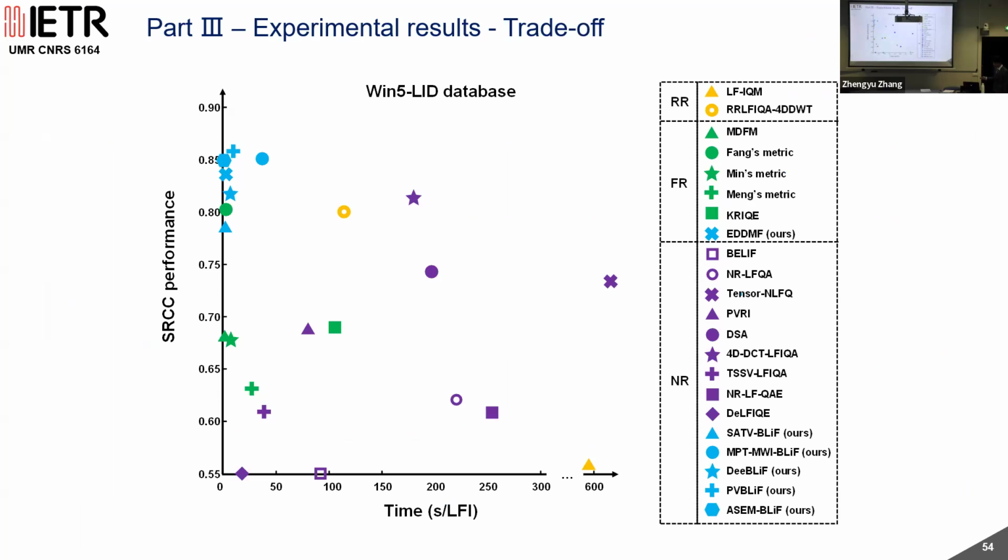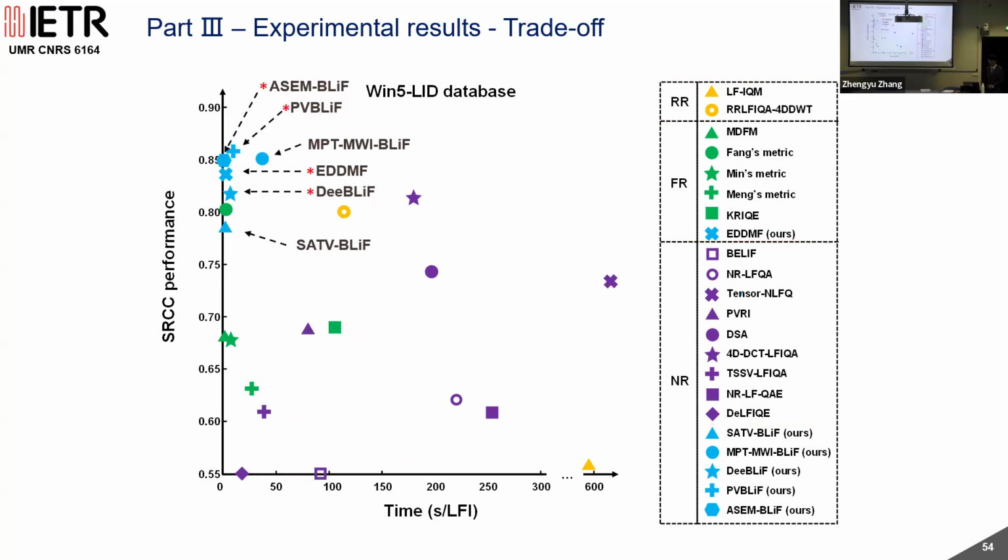The X direction denotes the time complexity. The Y direction denotes the SRCC performance on the Win5 database. And our proposed metrics are marked with the blue symbols. The reduced reference metrics are marked with the yellow symbols. The full reference metrics are marked with the green symbols, and the no reference metrics are marked with the purple symbols. And we can clearly see that our metrics are in the top left corner, indicating that our metrics have lower time complexity and better performance.